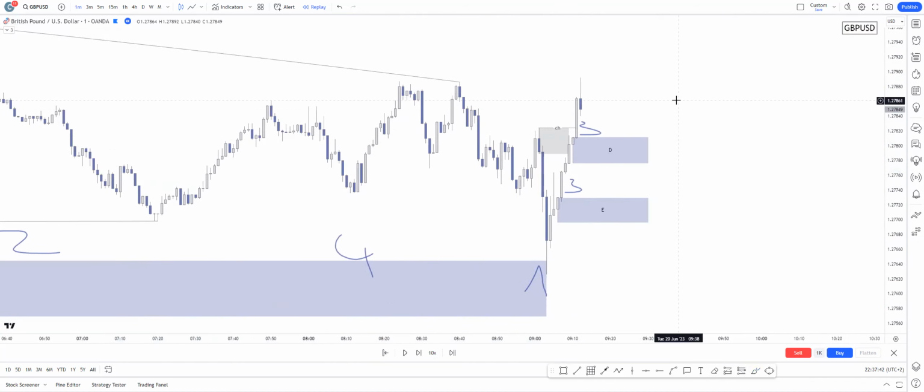We can add our variable ones. The first variable one is the change of character, which is also a flip in this case. Perfect. V-shaped recovery. This was an insane V-shaped recovery after the sweep of this liquidity and after the mitigation of this demand area. So we have V-shaped recovery.